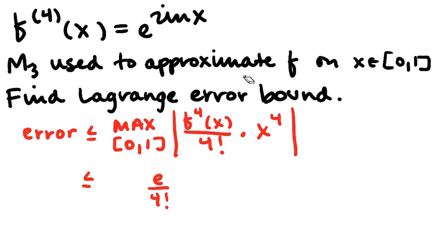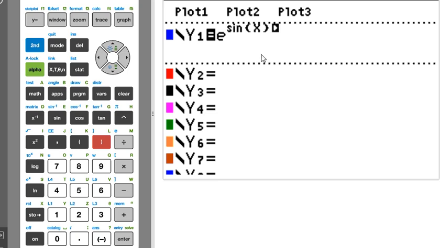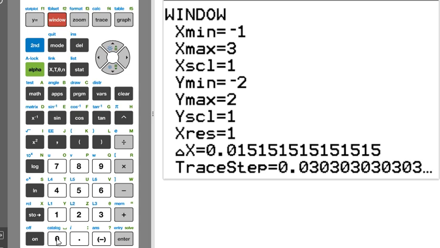So let's actually look at the graph of e to the sine x. All right, so here I am. I'm entering e to the sine x. I'm going to graph this thing on the window 0 to 1.